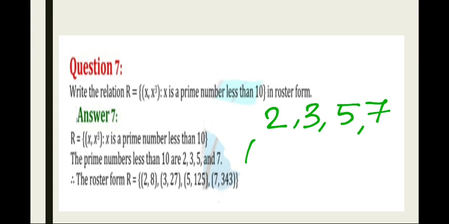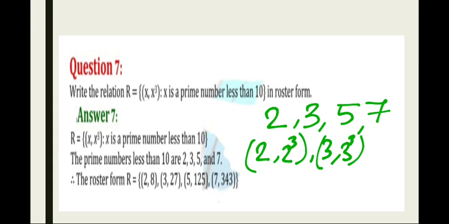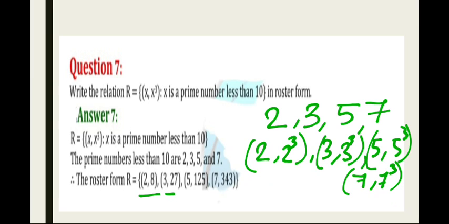So, the ordered pair can be, when you write 2, it will be 2 cube. When you write 3, the second element will be 3 cube. When you write 5, the second element will be 5 cube. When you write 7, the second element will be 7 cube. So, the collection is 2, 8, 3, 27, 5, 125, 7, 343. 2 cube is equal to 8. 3 cube is equal to 27. 5 cube is equal to 125. 7 cube is equal to 343.